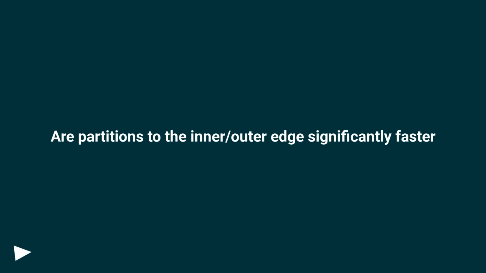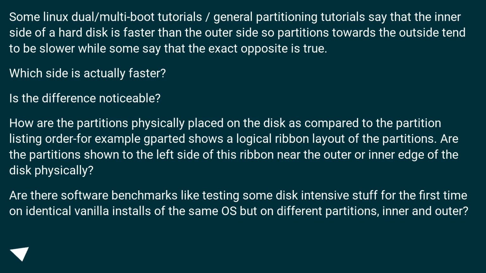Are partitions to the inner/outer edge significantly faster? Some Linux dual/multi-boot tutorials and general partitioning tutorials say that the inner side of a hard disk is faster than the outer side, so partitions towards the outside tend to be slower, while some say that the exact opposite is true. Which side is actually faster?